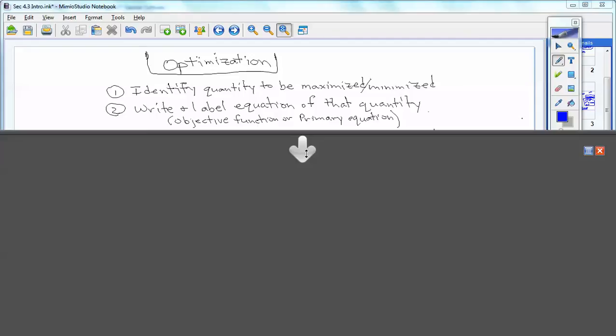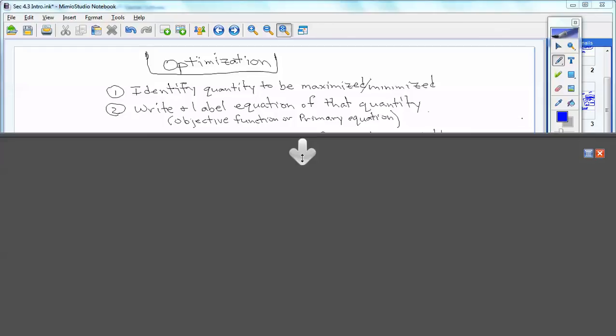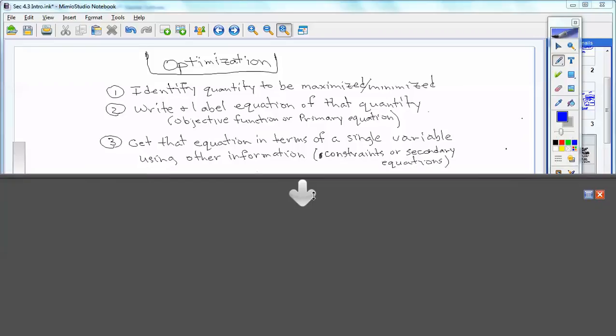Okay? Now that's sometimes called the primary equation. In our older books, it used to be called the objective function. It's the objective of the problem to find the max profit or whatever. And some books now call it the primary equation, the thing you're trying to maximize or minimize. Okay? Step 3. Get that equation in terms of 1 variable.